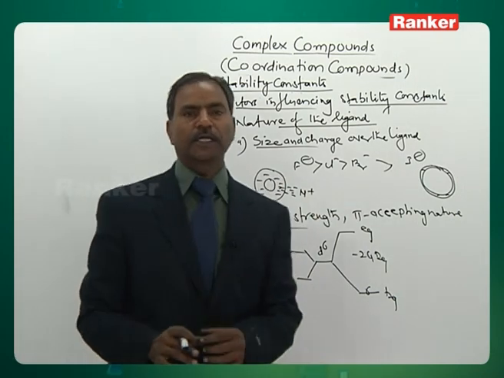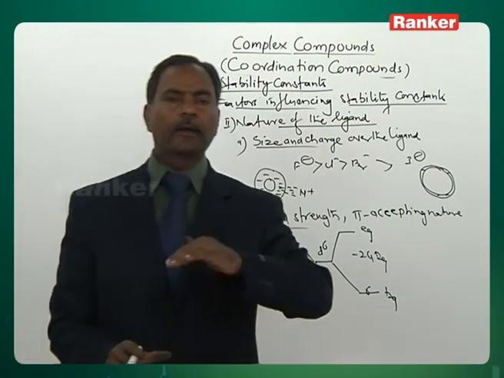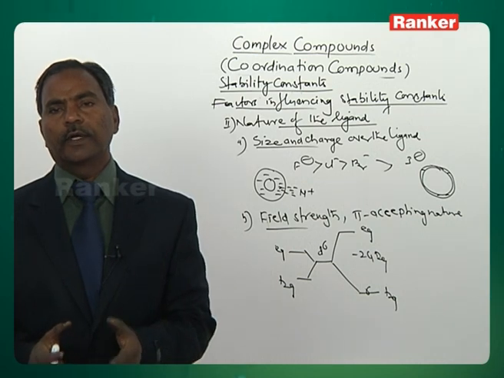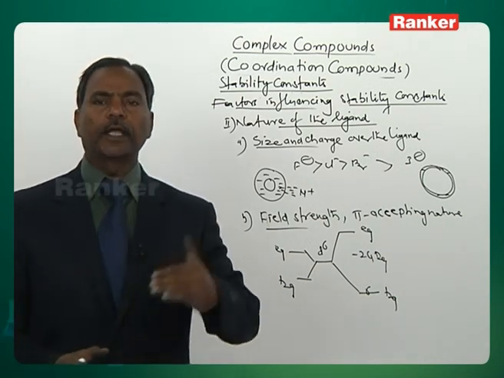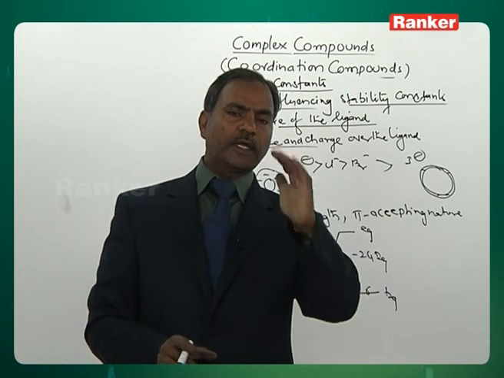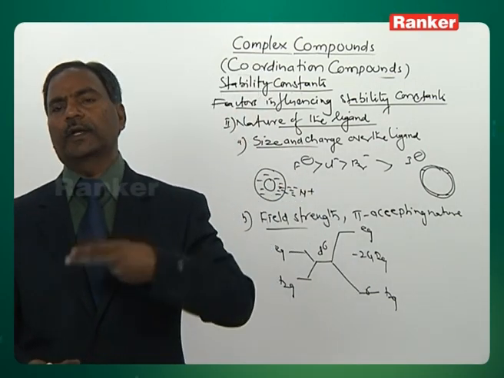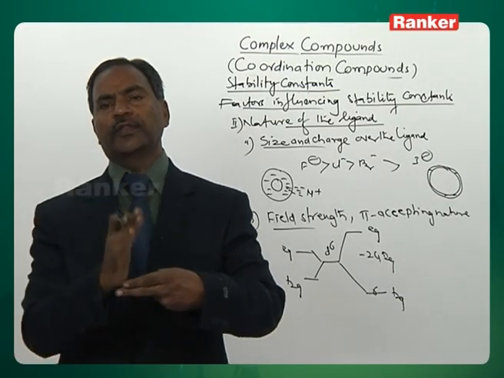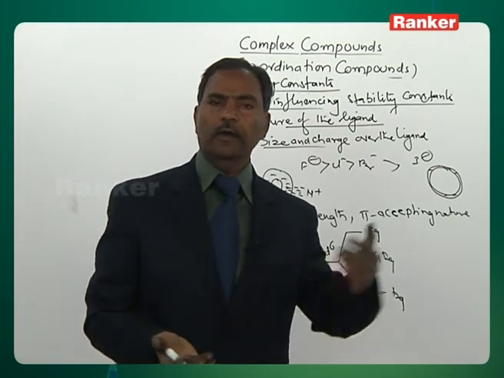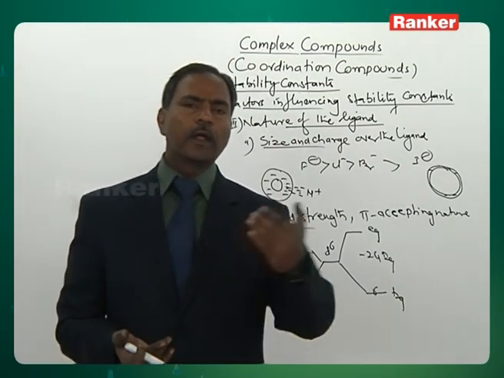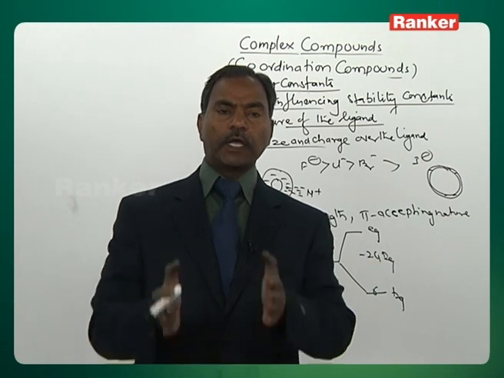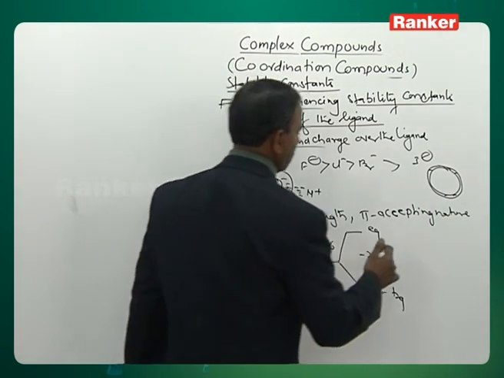Next, pi accepting nature. In the classification of ligands, I have given pi accepting ligands. Some of the ligands are capable of forming double bonds with the metal ion. First, they donate a pair, forming a sigma bond, and then accept a pair, forming a pi bond. Double bond strength is more than single bond strength. What are the pi accepting ligands? Some examples are carbonyl, nitrosyl, cyano, triphenylphosphine, and bipy. They form a double bond with the metal ion, and such complexes are also found to be highly stable.